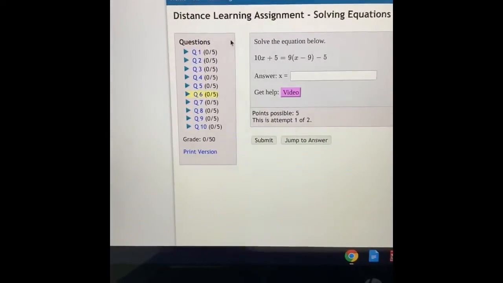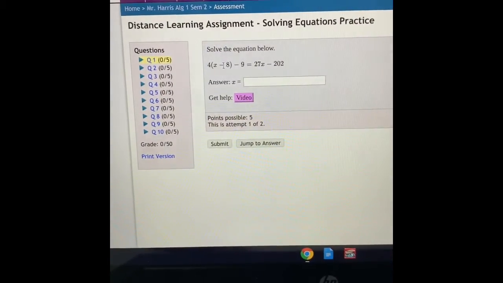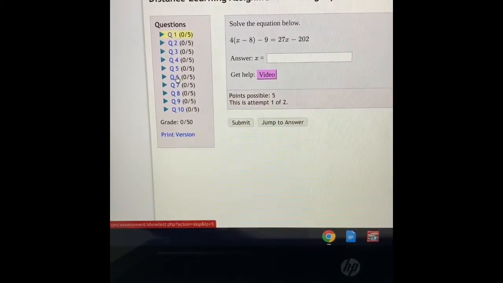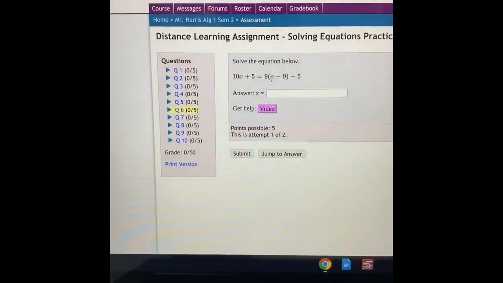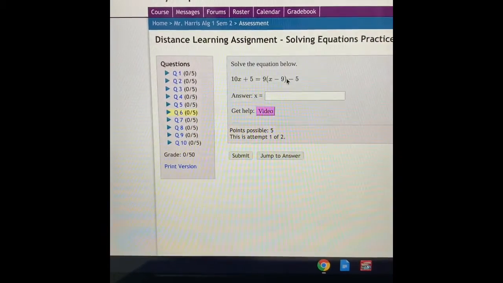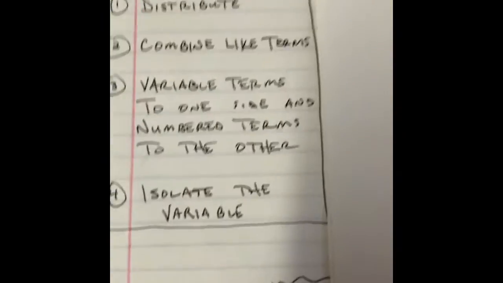There's your 10 questions. Question 1, like I said, will have distribution on the left-hand side, and then 1 through 5 are like that. And then if you get through number 6, you're going to have distribution on the right-hand side. All the steps are the same, right? In fact, here they are.